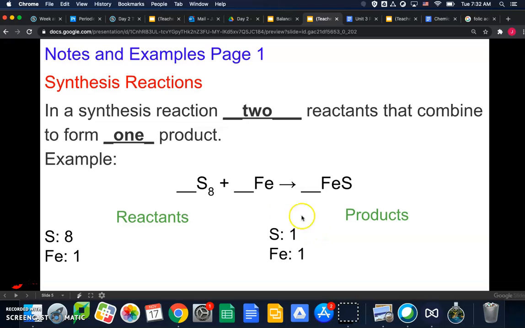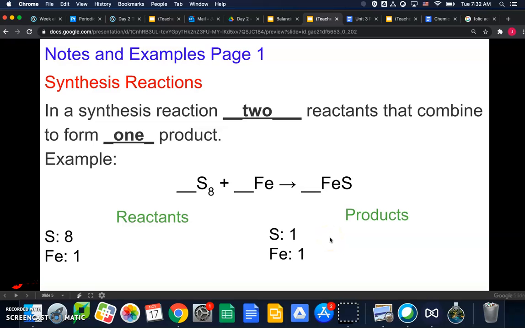And we want all the atoms to be the same on both sides of the reaction. This is called the law of conservation of mass. We're going to learn more about that in tomorrow's notes. But the idea is that matter cannot be created or destroyed during a chemical process. And so for that reason, the number of each kind of atom before and after the reaction needs to be the same.